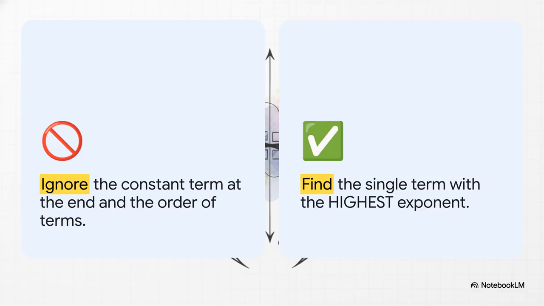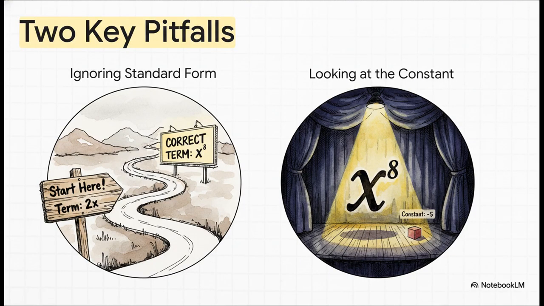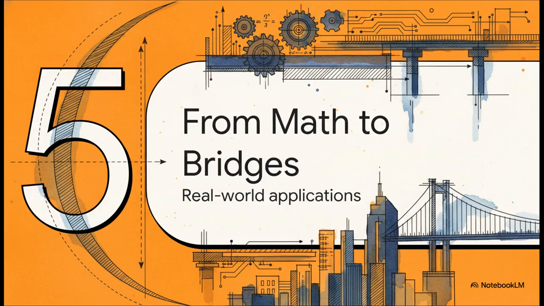Your one and only mission is to find the single term with the biggest exponent. That term, and only that term, tells you everything you need to know. So let's lock it in. The two big pitfalls. Number 1, never assume the first term is the boss. And number 2, that constant term at the end, it's useless for end behavior. Completely ignore it.